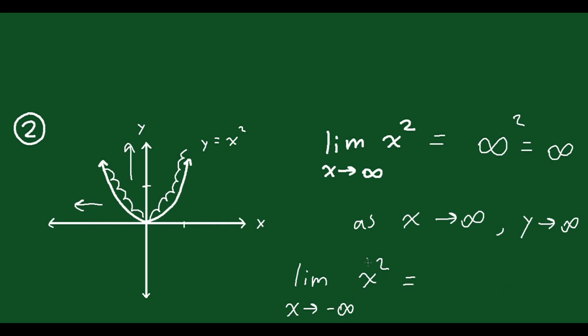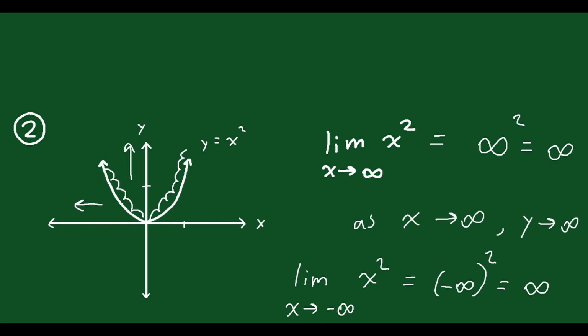And you can figure that out by substituting negative infinity into your equation here, negative infinity squared. Anything negative squared is going to be a positive. So negative infinity times negative infinity gives you positive infinity. So mathematically here, it checks out with what we're observing in the graph.